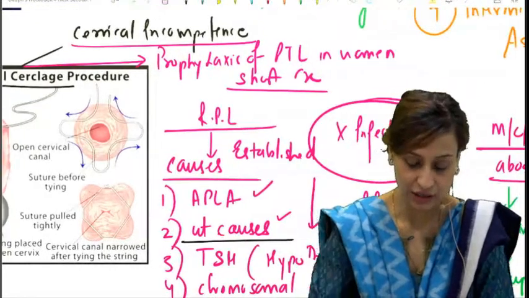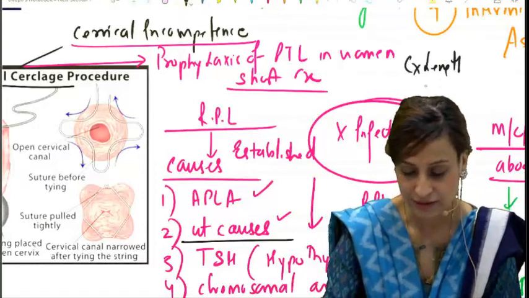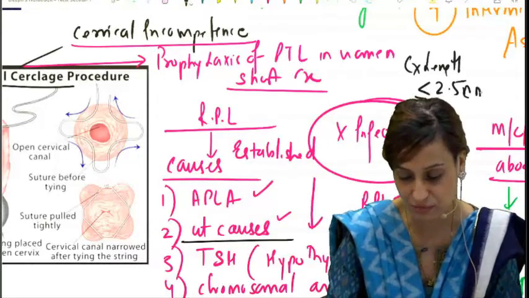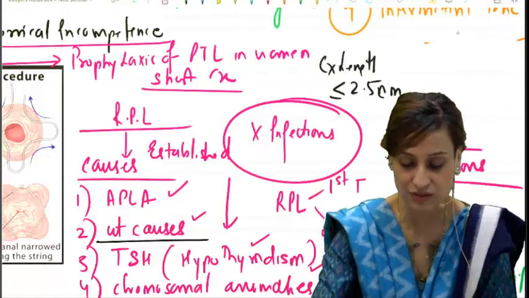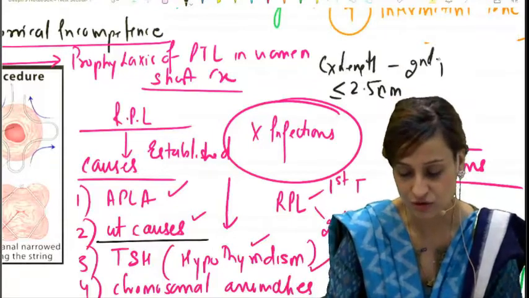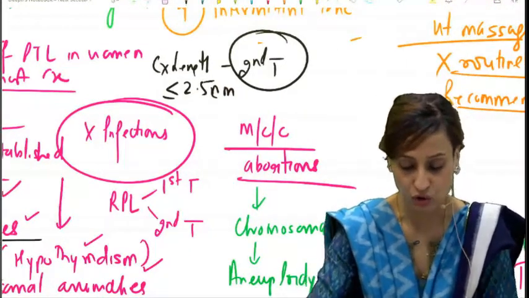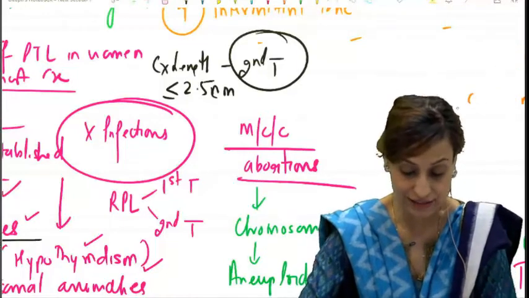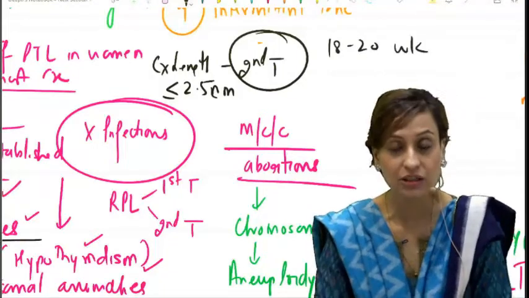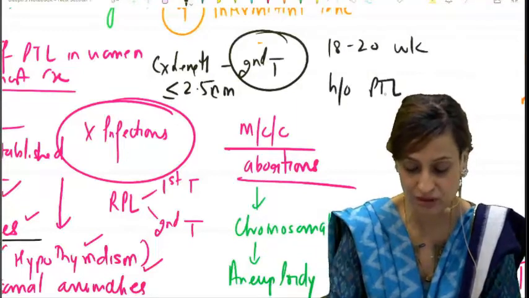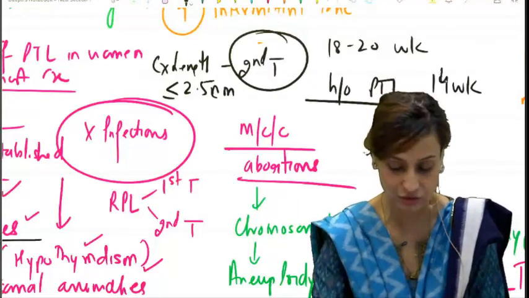And I hope you all already know the criteria for short cervix, which is cervical length less than or equal to 2.5 centimeters or 25 mm, right? And the ideal time to look for cervical incompetence is going to be in the second trimester. Normally, in all pregnant women, we would look for cervical length in the second trimester in the level 2 scan, which is done at 18 to 20 weeks. But in women who have history of preterm labor, we can start following up the cervical length much earlier, say around 14 weeks, right?